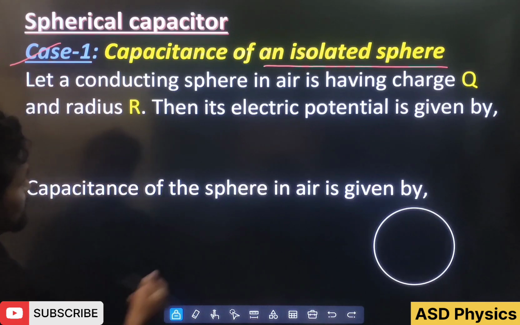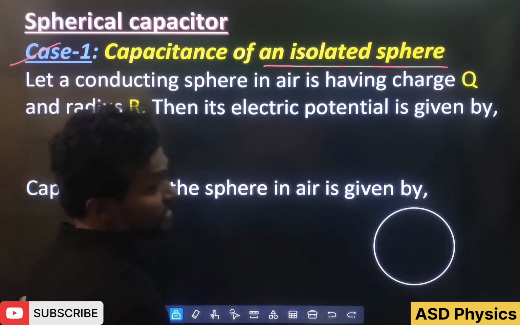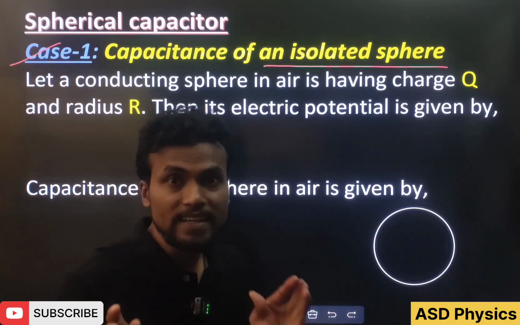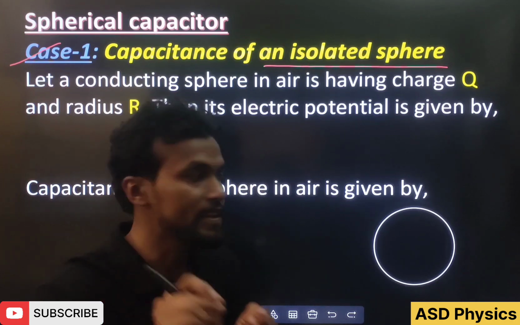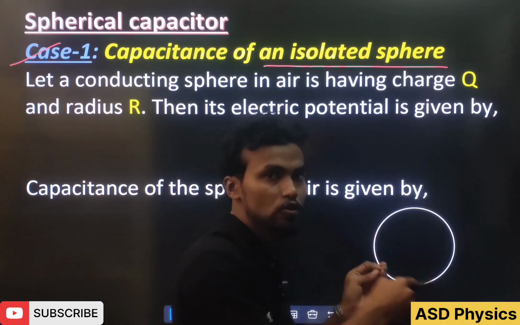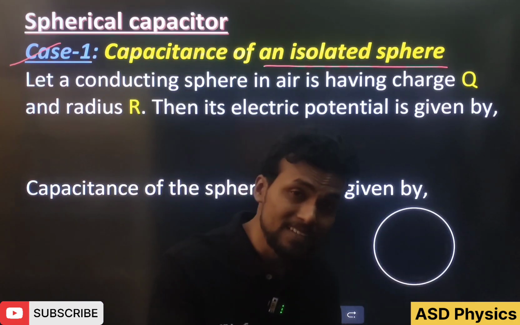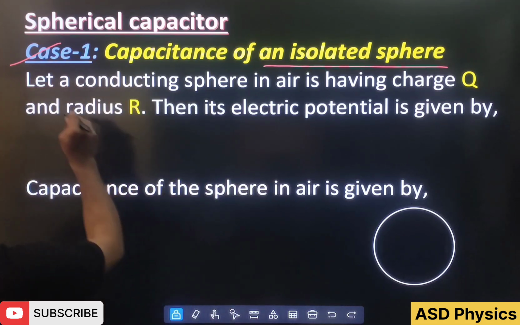Okay, so let's see here. We have the sphere, a conducting one. Nothing is mentioned, which means it is a conducting one. And a conducting sphere can be solid or hollow, no problem, because where will the charge be? The charge will be on the surface. Okay, so let's go through it.